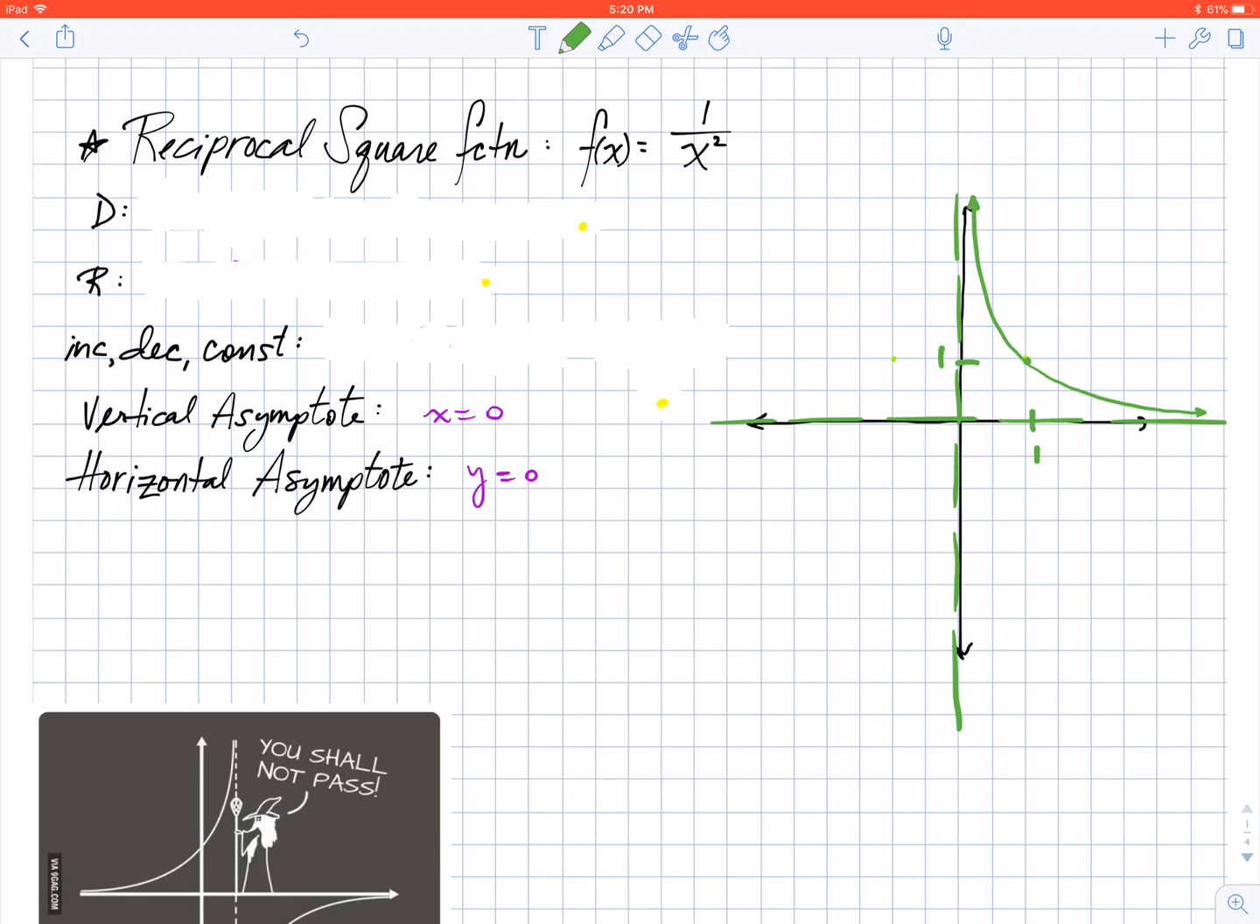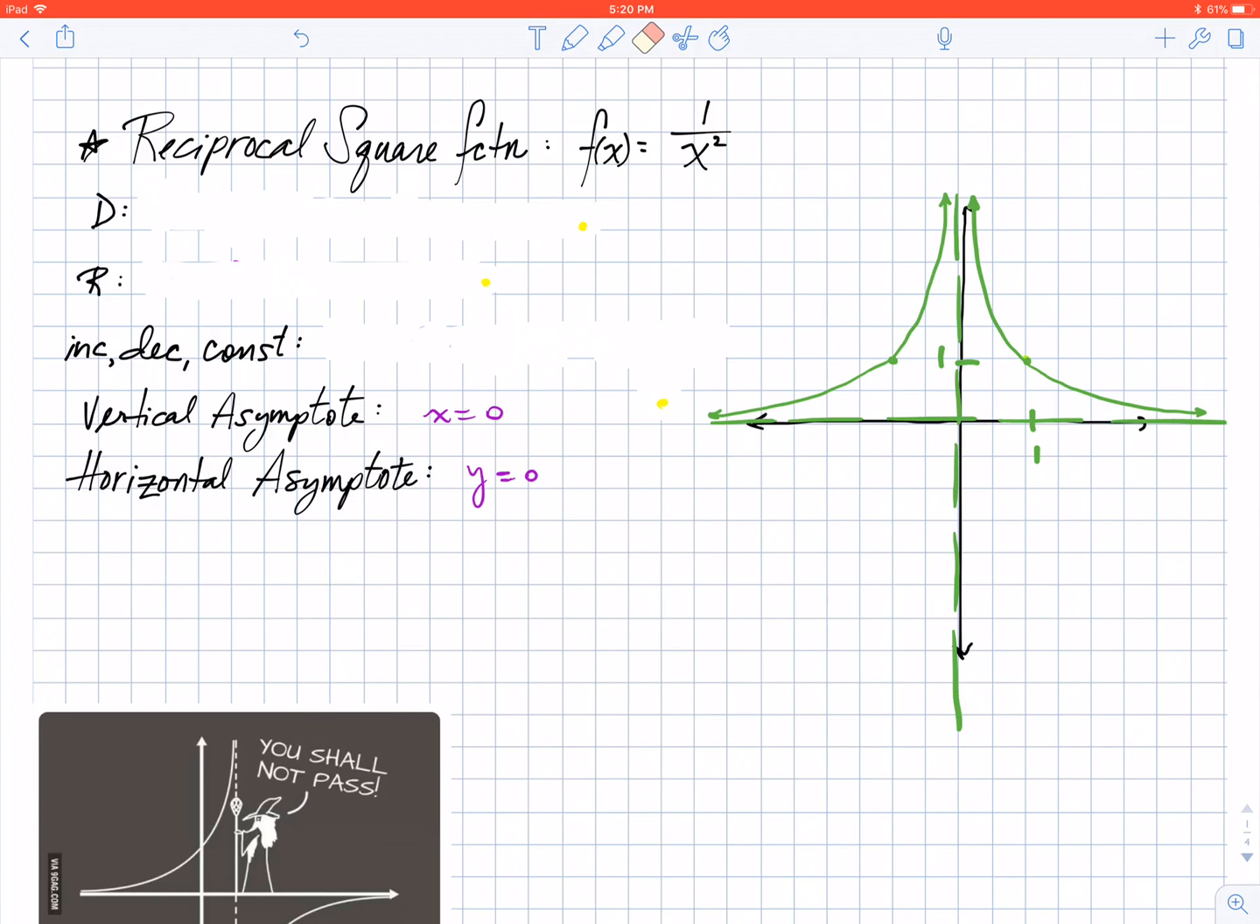However, when I go over to the other side, the negative side, 1 over -1, when I take that -1 and square it, it becomes a positive 1. So that's going to be where the difference is. So it's going to get closer and closer to my horizontal asymptote, closer and closer to my vertical asymptote. Once again, let's take a look at our domains and ranges.